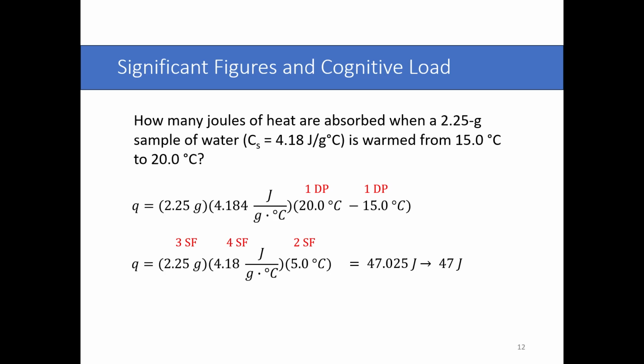I think it's worth pointing out that even though we were given numbers to 3 significant figures for every single one, the final answer only has 2 significant figures. So this is not something that you can do after the fact, after you have done all the math. We need to think about these rules as we do each mathematical step.